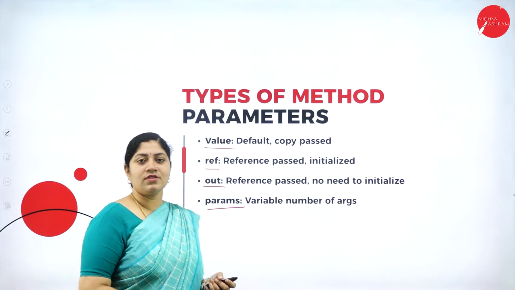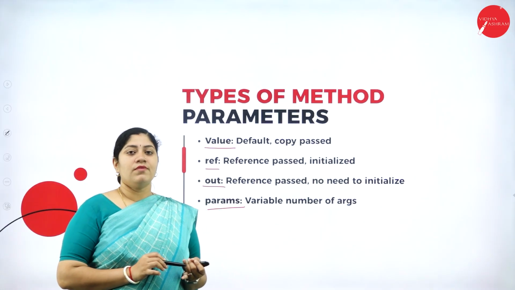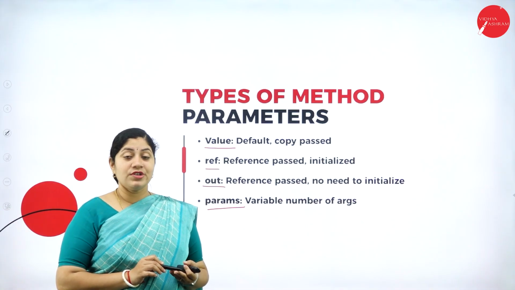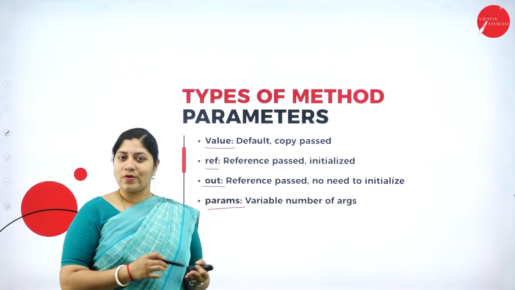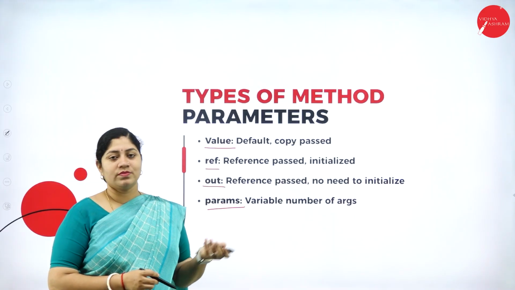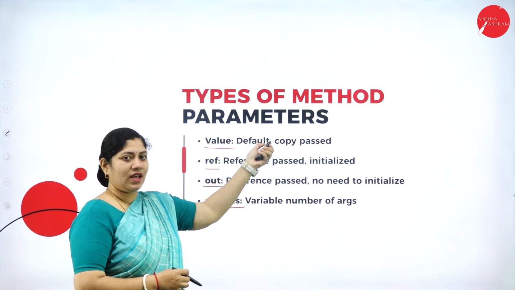So what are the different kinds of parameters that we utilize? Here is a reference. We can go with out. We can go with params, which is a variable number of arguments, and also we can define a value. So these are some basic utilized method parameter types.